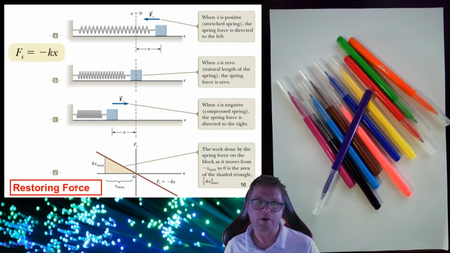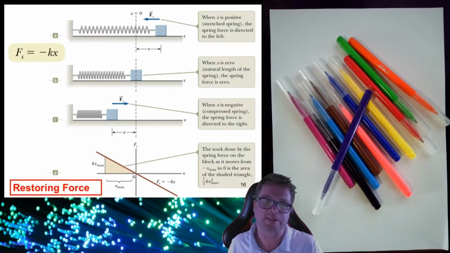We speak about a restoring force. So a spring force is a restoring force in the sense that it's always trying to restore the block to its zero position. It's always acting towards the zero position. And here you can see the importance of this minus sign in Hooke's law. The minus sign ensures that the force is always acting towards the center, right?